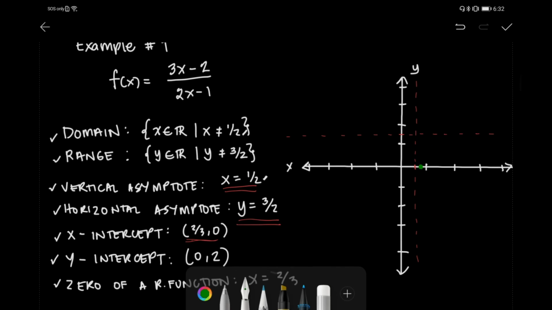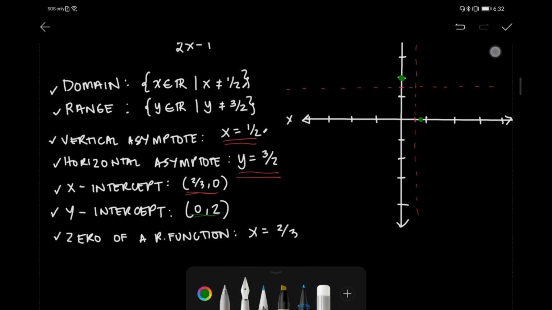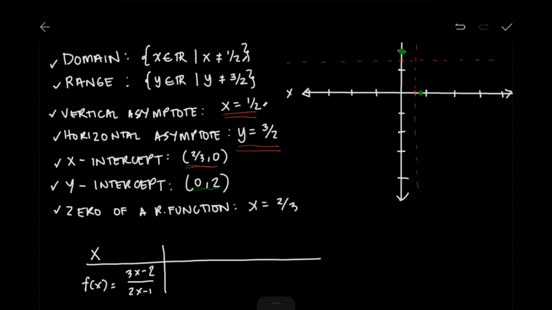Yung y-intercept naman natin is located siya sa (0, 2). 0 and 2, saan po ba yung (0, 2)? So, therefore, nandito yon. Okay? So, yung graph na makuha dapat natin ay dapat mag-intersect siya dito. Then, of course, the zero of a function is equal to 2/3. So, paano po ba natin ngayon makuha yung ating graph? Para malaman natin kung ano yung behavior ng ating graph, kukuha tayo ng value ng x doon sa left side at right side ng ating vertical asymptote. So, proceed muna tayo sa right side.